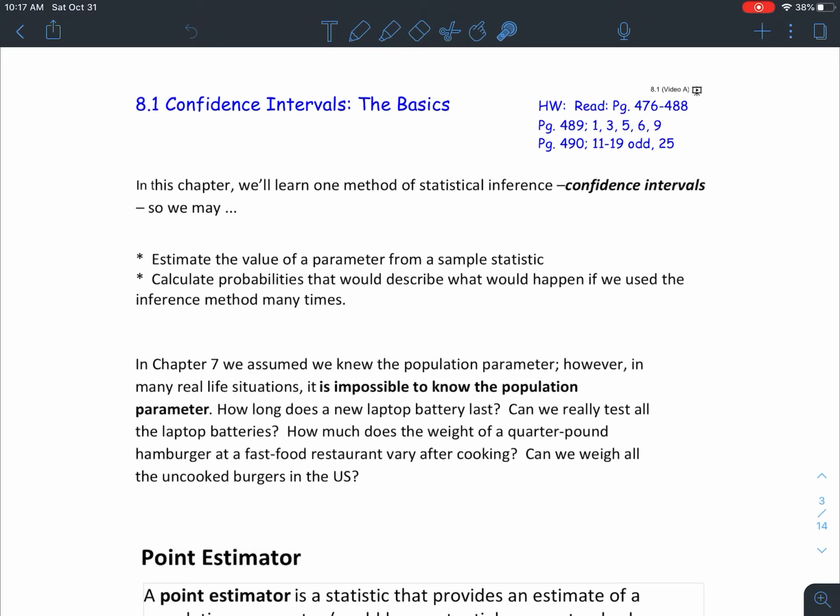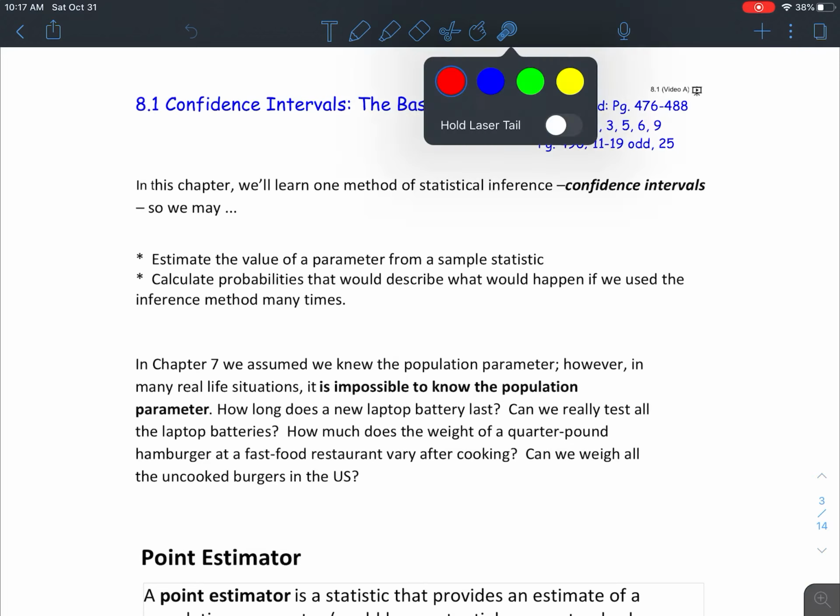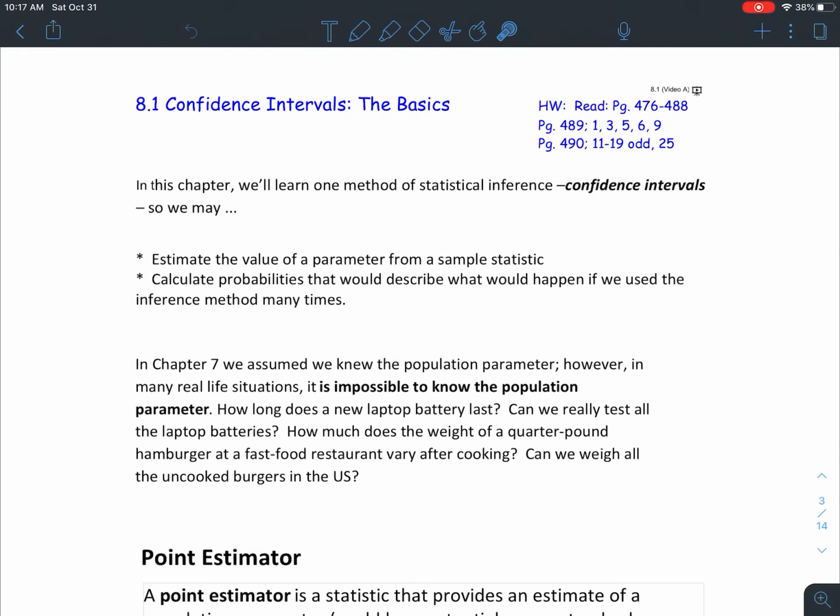So our goal here with confidence intervals is to try to estimate the value of a parameter based on a statistic that we've collected. Remember, statistics come from samples, parameters represent populations. We're also going to be calculating probabilities that would describe what would happen if we were to use the inference method many times.